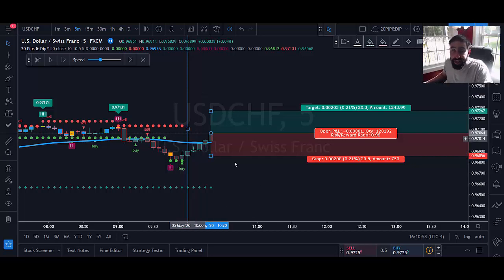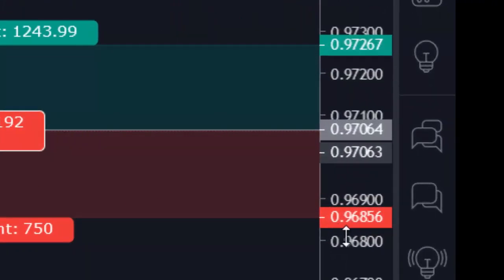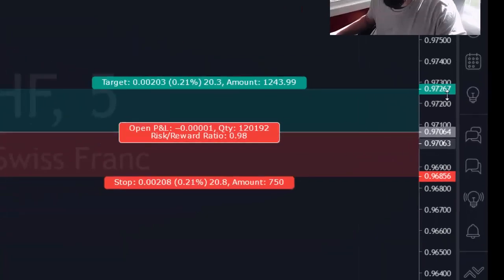So you can see here, using this little tool, the middle level over here is our entry level. This is where we're entering the trade. And why do we enter this trade? Because the candlestick closed above the moving average line to confirm that we are looking for a buy trade. Our stop loss is the red over here, which is 0.096856. Take profit at 0.97267, all right?